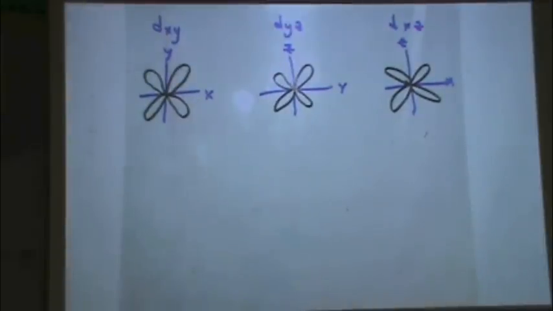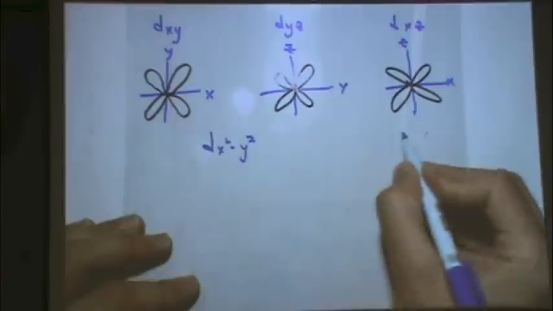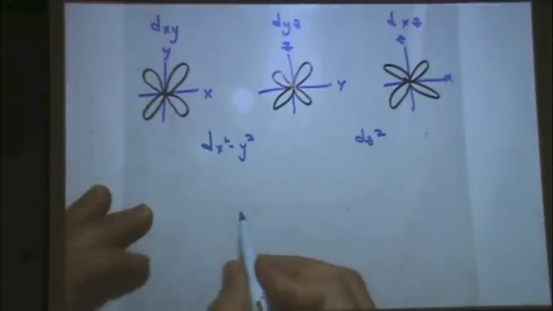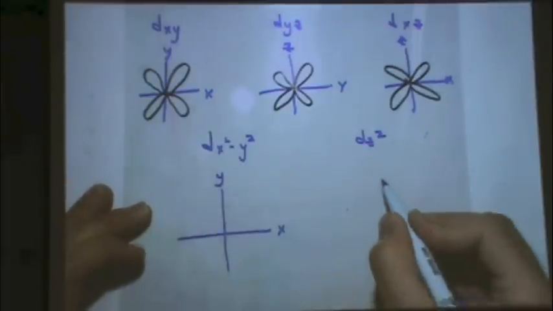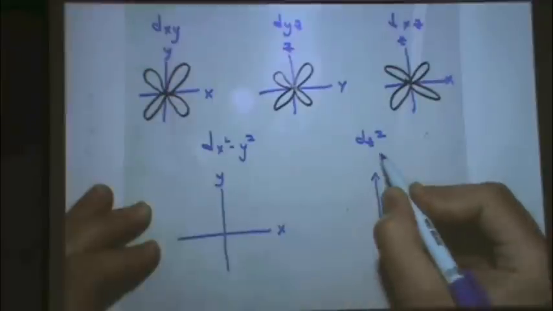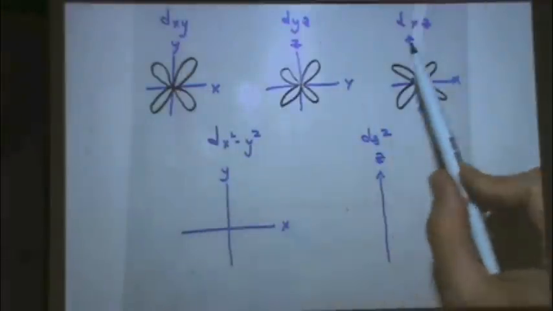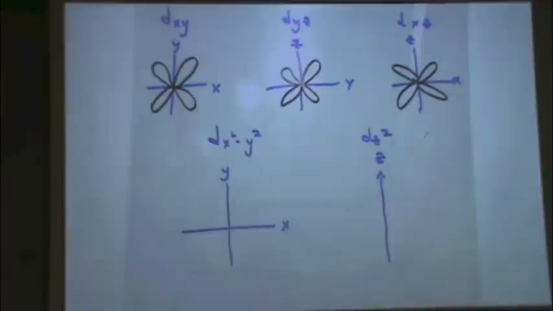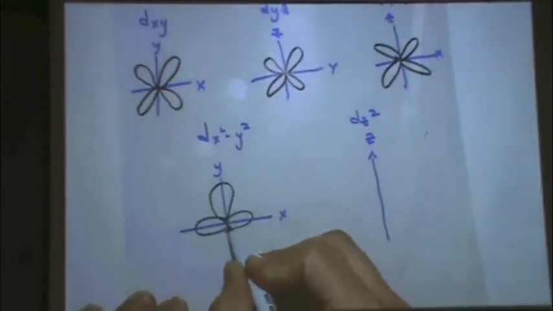Let me draw the 2 last ones. These kind of go together. There's the DX squared minus Y squared and the DZ squared. Let's try the XY axis for this one. So the letters tell you the axis. That's a little mnemonic you can use. And the Z axis. Okay, let's get a different color now. Notice how the ones without squares are off axis. The ones with squares are going to be on axis. Meaning, these are going to be on these axes right here. Oh gosh, that was huge.